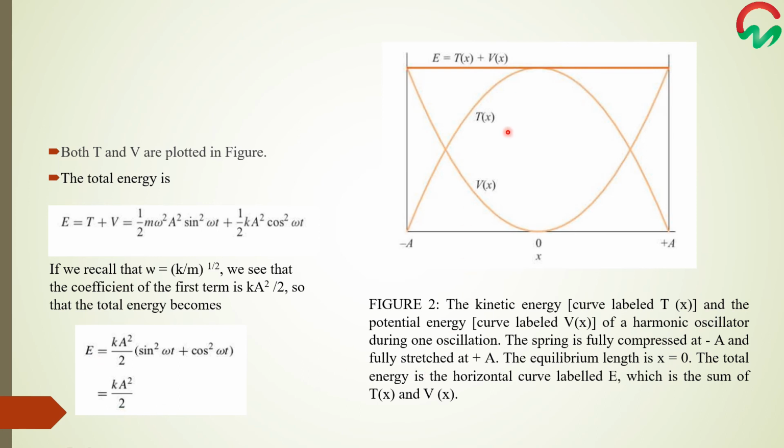In this figure, the kinetic energy curve is labeled as T(x), and the potential energy curve is labeled as V(x) of the harmonic oscillator during one oscillation. The spring is fully compressed at minus A and fully stretched at plus A, and the equilibrium length is at x equal to 0. The total energy is the horizontal curve and is labeled as E, equal to the sum of kinetic energy and potential energy.